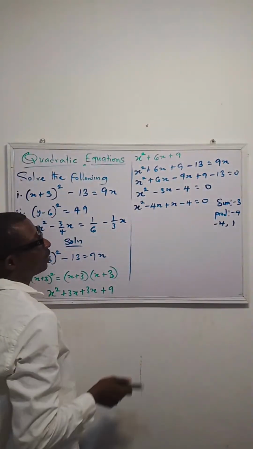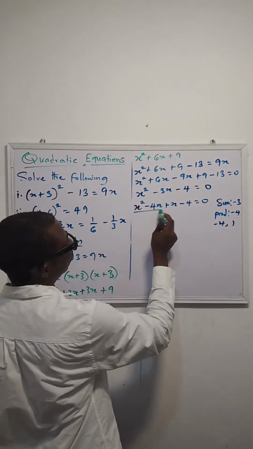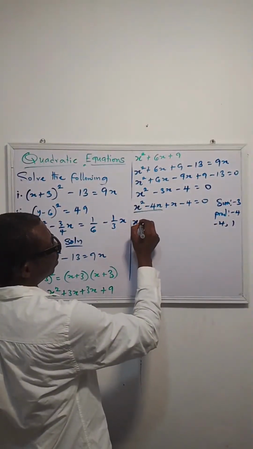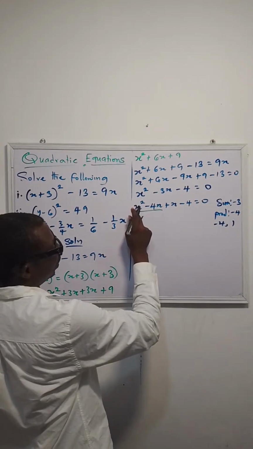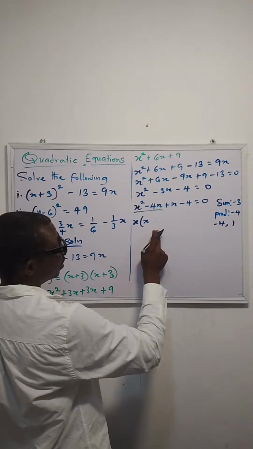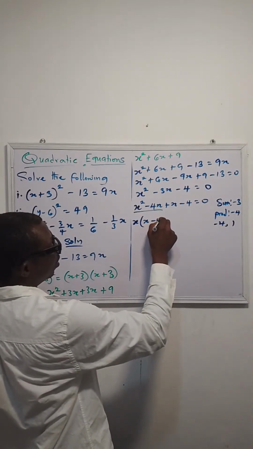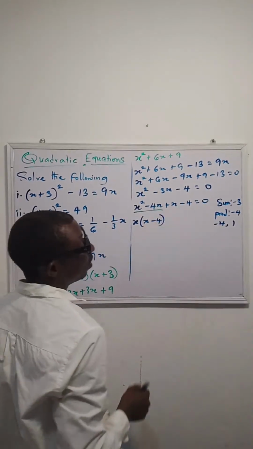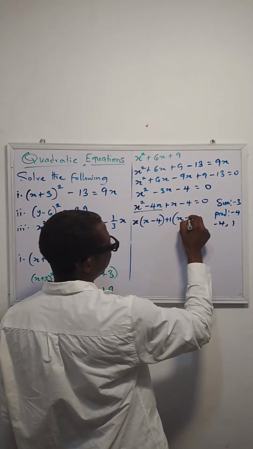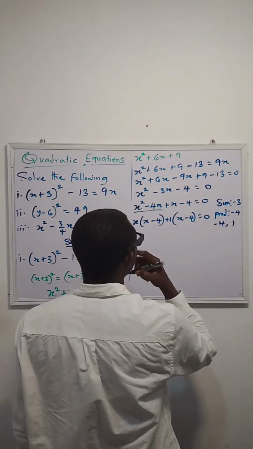Now let's look at the first part here. We look for the GCD. What's the GCD of this? We have x. When you divide x squared by x, we have x. Divide minus 4x by x, we have minus 4. So here, the GCD is plus 1. So we have x(x minus 4) plus 1(x minus 4) equals 0.